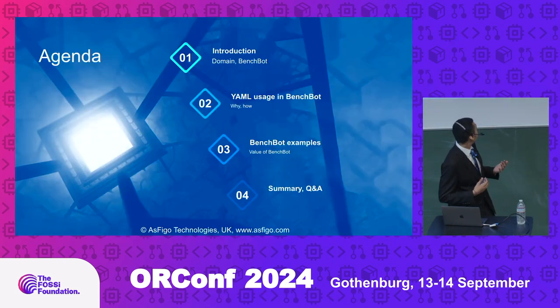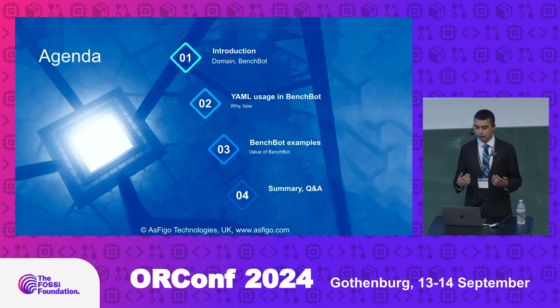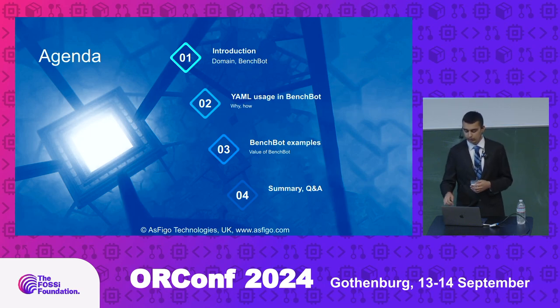So the agenda for today is pretty simple. First, we're going to go over an introduction, talk about the domain, and give an introduction to BenchBot. Then we're going to talk about YAML usage in BenchBot, why we're using YAML, and how we're using generative AI to create the YAML files. After that, I'll give some quick examples of BenchBot, including screenshots, and I'll talk about the value of BenchBot and why it's useful. Then I'll give a quick summary, and we can do a short Q&A.